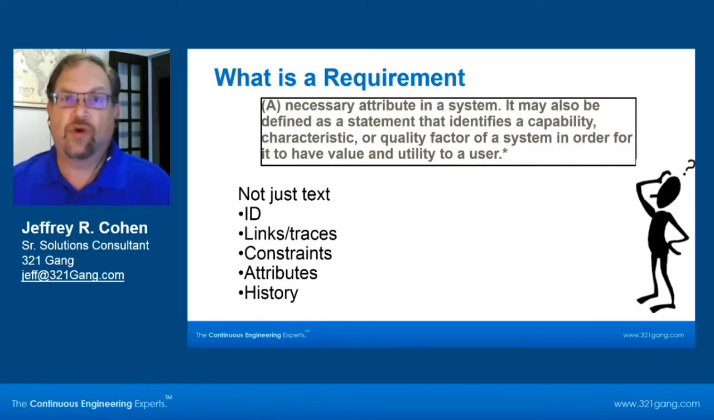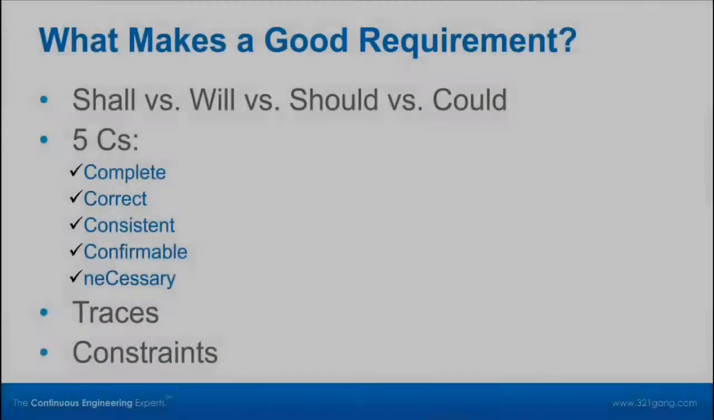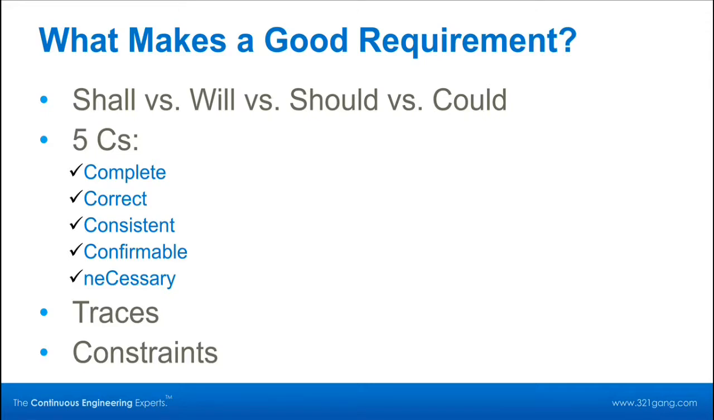Not to be ignored is the history. We want to know who made changes to the requirement and why. Sometimes this is very important when you're trying to look at why a problem suddenly started occurring, because many times a requirement will be changed for one part of the system, and that may ripple into another part, and that ripple may have been overlooked. Good requirements are very important to outline.